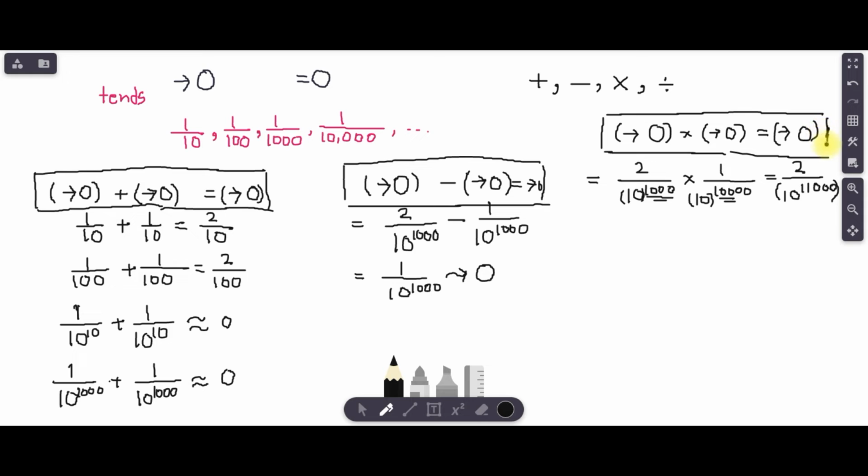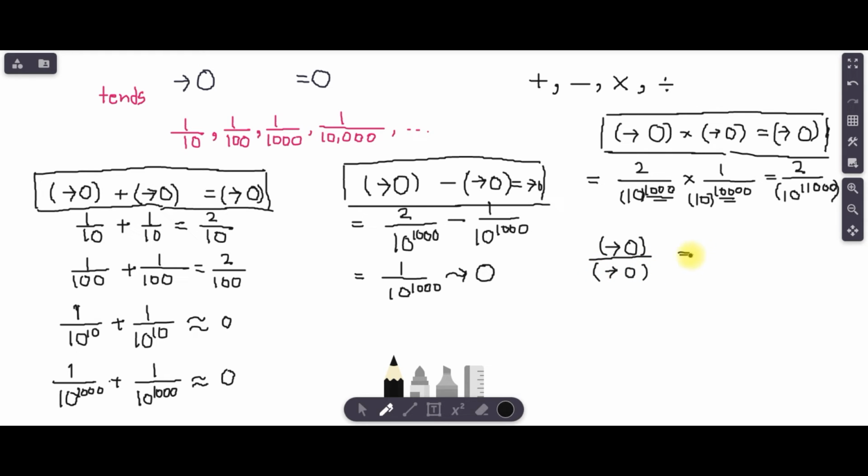So we already completed addition, subtraction, and multiplication. All three are not indeterminate forms because the results are known to us as tending to 0. Now check out the division. So I write it like this: tending to 0 divided by tending to 0.